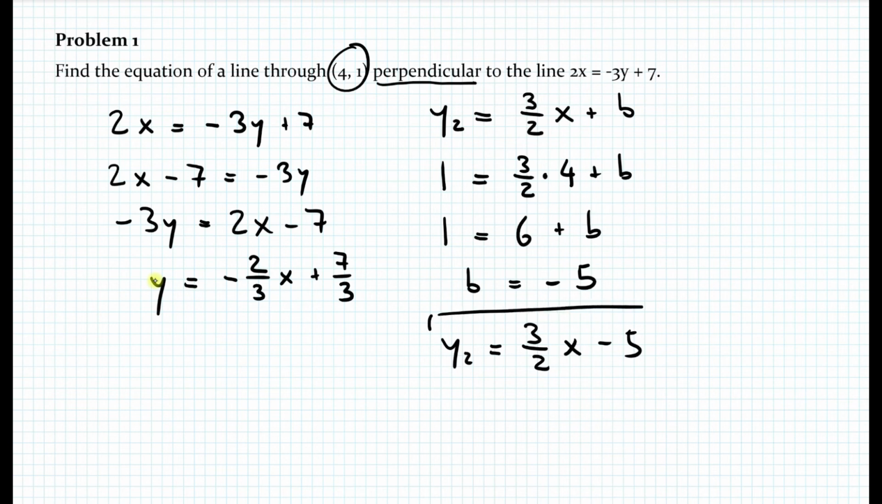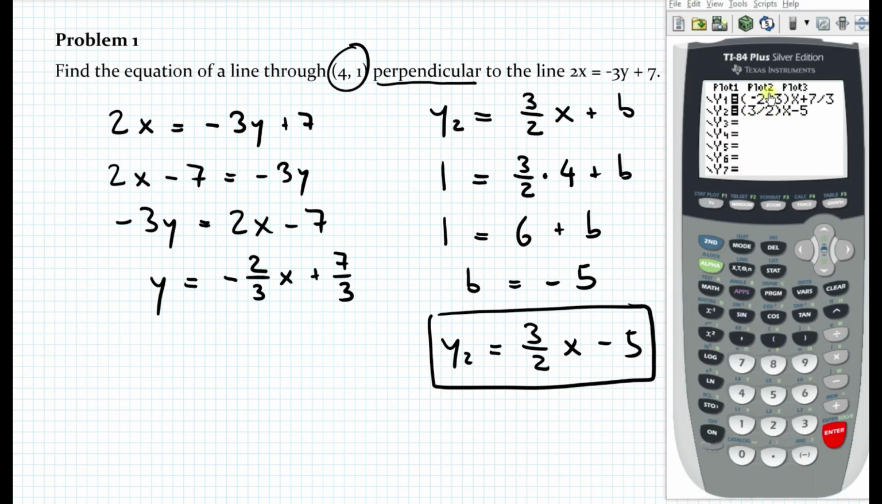And that is the answer. How would you double check that this is indeed correct or that these two are perpendicular? Okay, first of all, we can multiply the slopes and the product's negative 1. We can also graph it just to have an idea on how it looks like, okay? So first you input the equations here, as you can see, and then you hit graph.